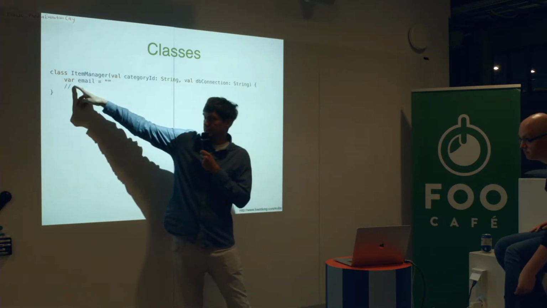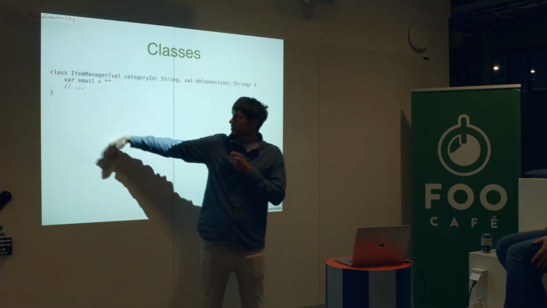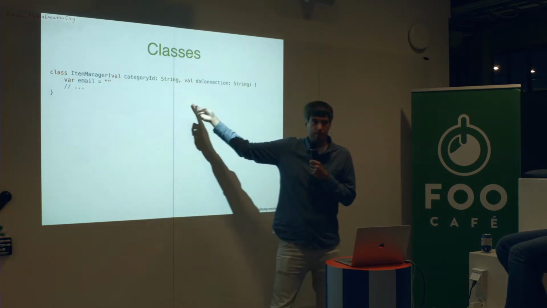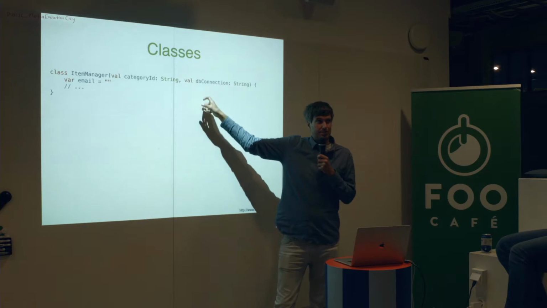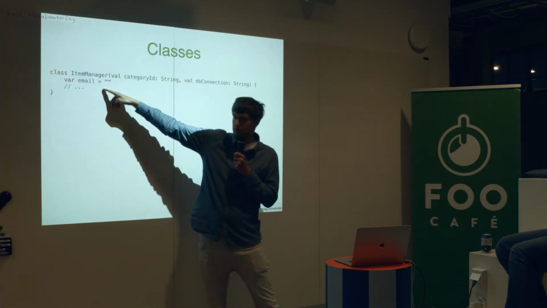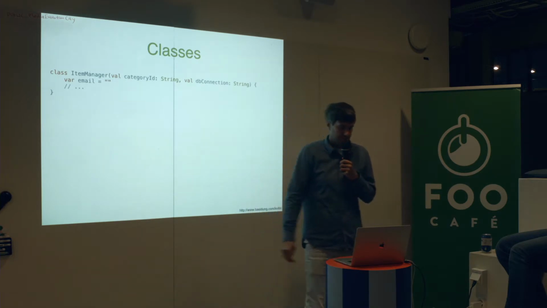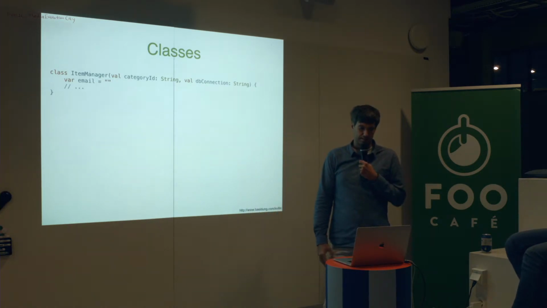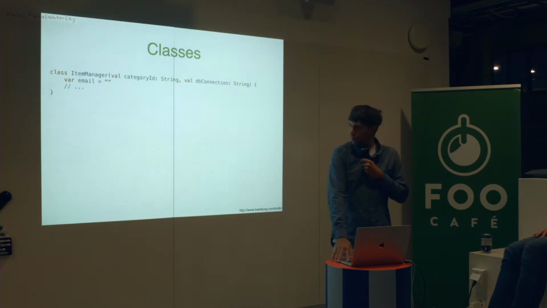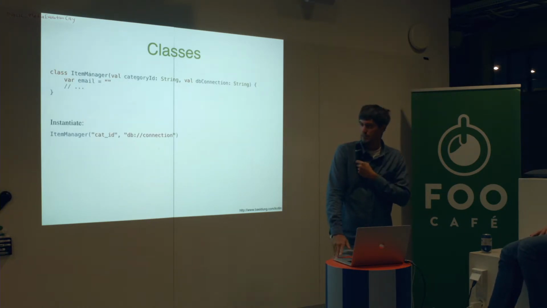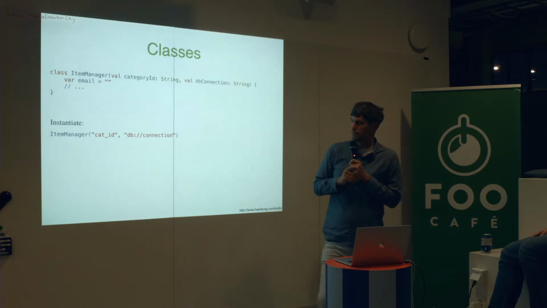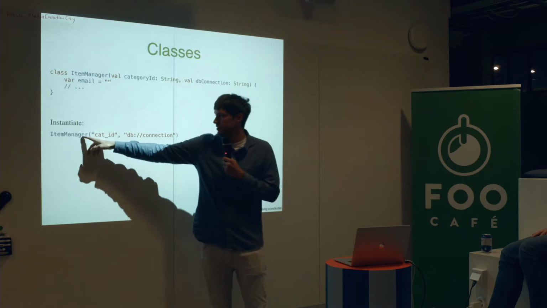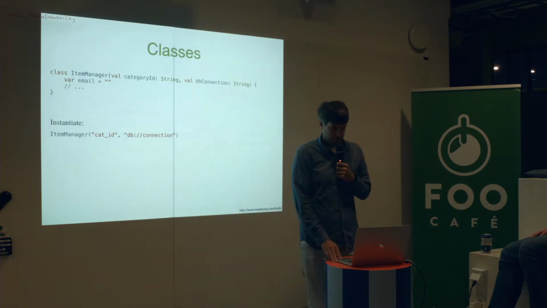And you can see here that we also have a var email. So these are called properties, and what will happen here is that Kotlin will automatically generate, since this is a val, a getter only. But if it's a var, it will generate both a getter and setter automatically. So you don't have to do that explicitly. And when you instantiate a class in Kotlin, you don't need to use the new keyword. The new keyword doesn't exist in Kotlin. So you only call a class like this, and you pass in the arguments.